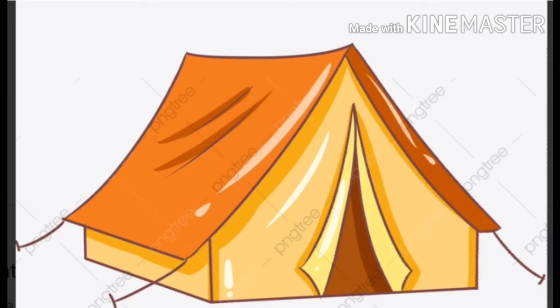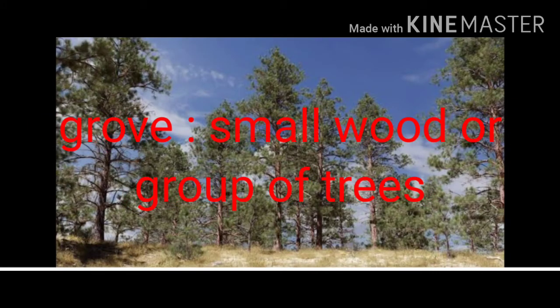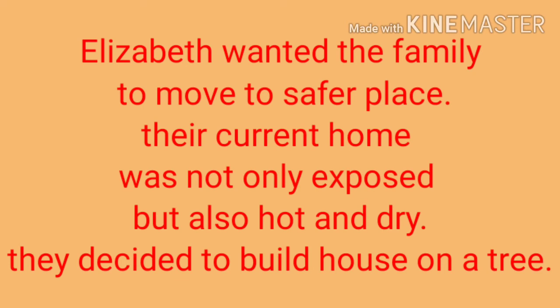Then they saw a grove. Grove means small wood or groups of trees. Here they had an idea. They decided to make utensils out of those trees. So they prepared spoons and bowls. Elizabeth wanted the family to move to a safer place. The current home was not only exposed but also hot and dry.